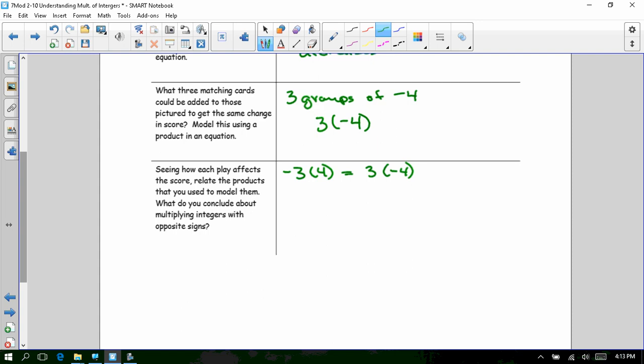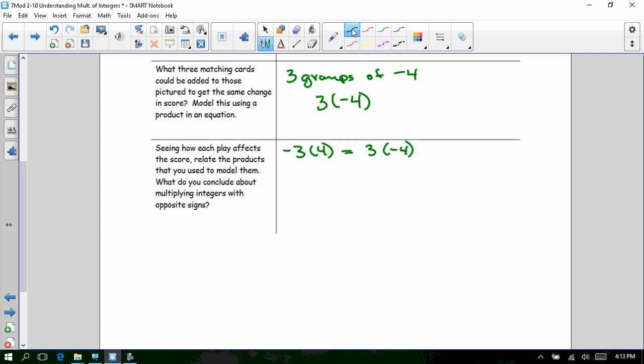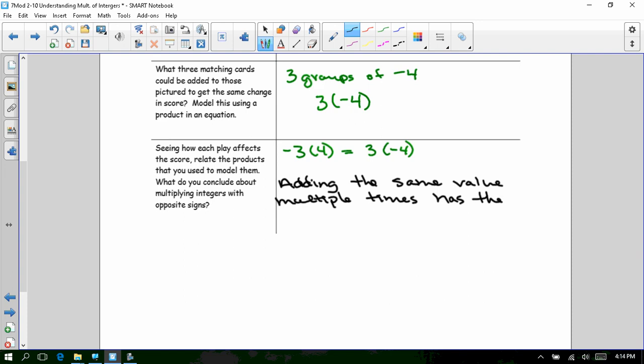Okay? So the key to this that I want us to get, and we're going to write this all down. So this is a little kind of crazy. Adding the same value multiple times has the same effect, aka is equal to, as removing.